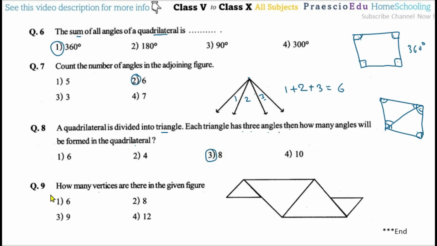Now question number 9, how many vertices are there in the given figure? Vertices means the points where lines join. Here this line and this line are joining, so this is a vertex. Now we number it 1. This is also a vertex where 3 lines are joined, so 2, here also 3, then 4, 5, 6, 7 and 8. There are a total of 8 vertices, so option number 2 is correct.